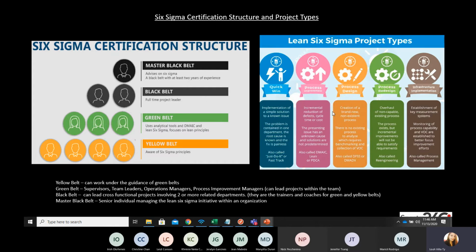So these are 5 of the project types for Six Sigma, but typically for service industries like ours, we are usually doing the process improvement, the pink one here, and also the quick wins. You might not be familiar with quick wins. It's more of: the problem is contained in one department, the root cause is known, and the fix is painless. We also call that just do it.